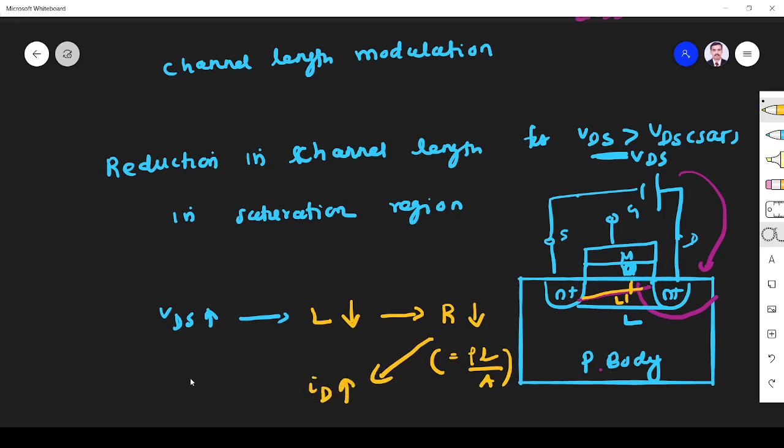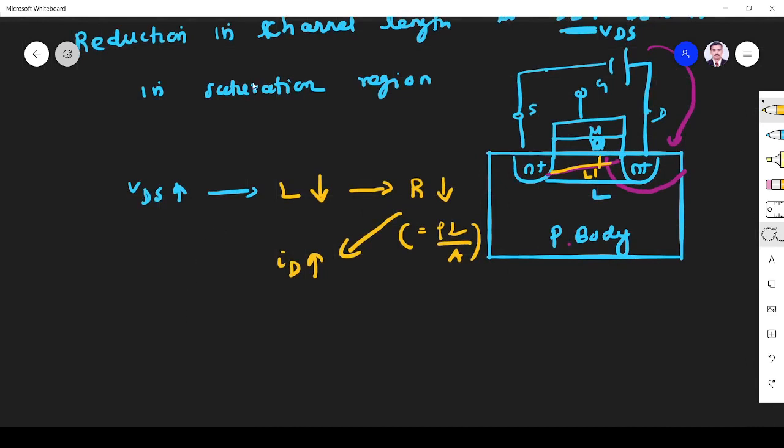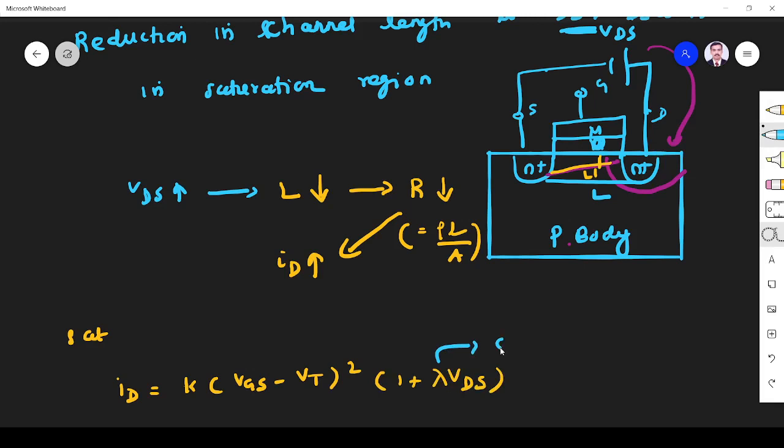So this is a point we have to remember. In the saturation region, due to the channel length modulation, we have a current equation like this. We know that without channel length modulation, we have already derived the current equation. It is K into (VGS minus VT) squared in the saturation region. Now we have invoked a new parameter, channel length modulation. Because of the channel length modulation that we have to include, it is (1 plus lambda VDS). So here lambda is the channel length modulation parameter.